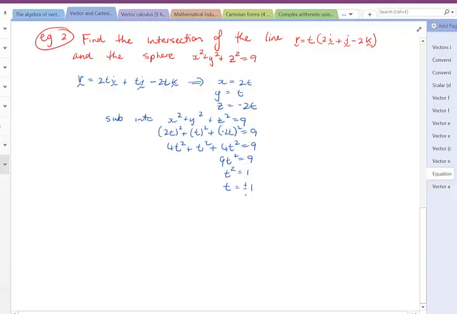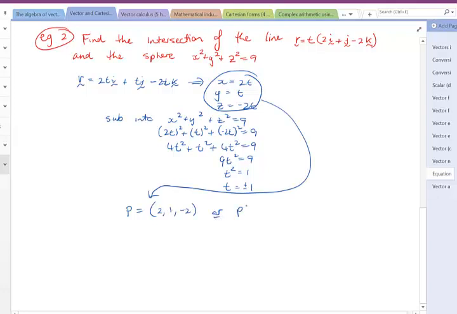The actual intersection point will be P as we sub into x equals 2t, y equals t, and z equals -2t. When we sub 1 in, we get (2, 1, -2). Or if we sub -1 in, we get (-2, -1, 2). So these 2 points are the intersection between the sphere and the line R. Okay, that concludes the lesson on equations of a sphere in Cartesian and vector form.